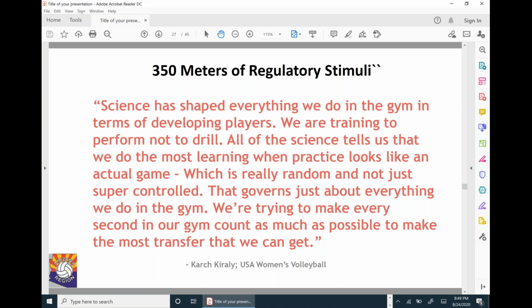So we do that. When I say 350 meters of regulatory stimuli, when the men and women's national team get into the gym, they have 35 courts to practice on with 48 players. We, listening here tonight, can do that by putting up a ribbon, but not by having 35 courts in our high school gym.